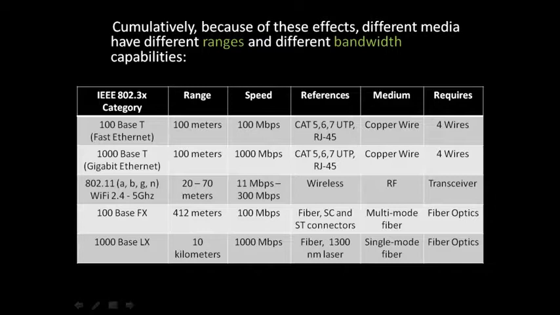Now look at the fourth row, 100 base FX. It has a range of 412 meters, a speed of 100 megabits per second. It's referenced as fiber. The medium required is multimode fiber, and it's simply fiber optics.